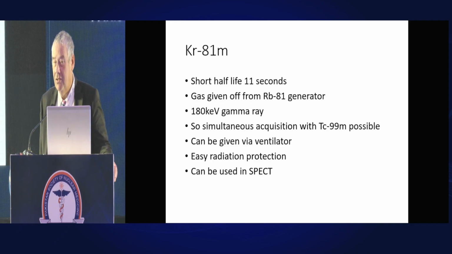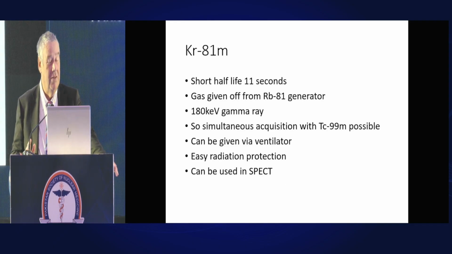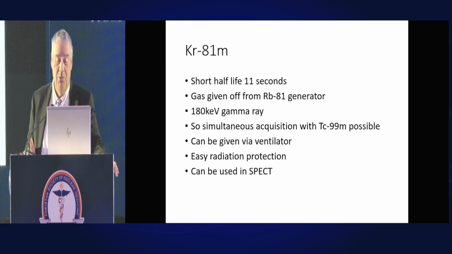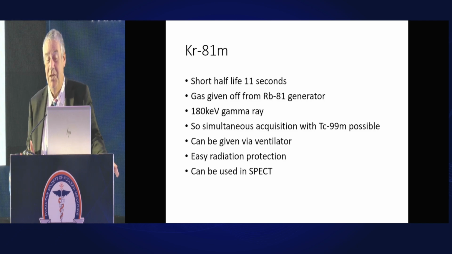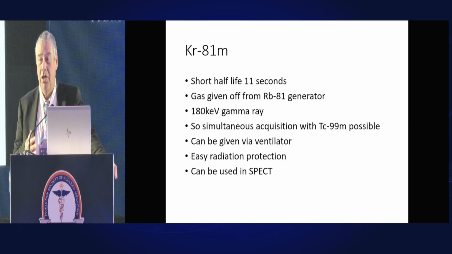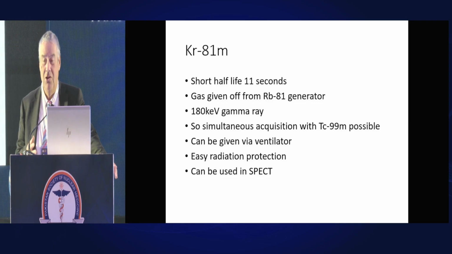Let's start off with krypton. Now, I suspect, unfortunately, many of you may not have had experience with krypton-81m. You get it from a rubidium generator. It has quite a high energy gamma ray, which means that you can do simultaneous acquisition with the technician. But what you need to do, of course, is continuously supply it.